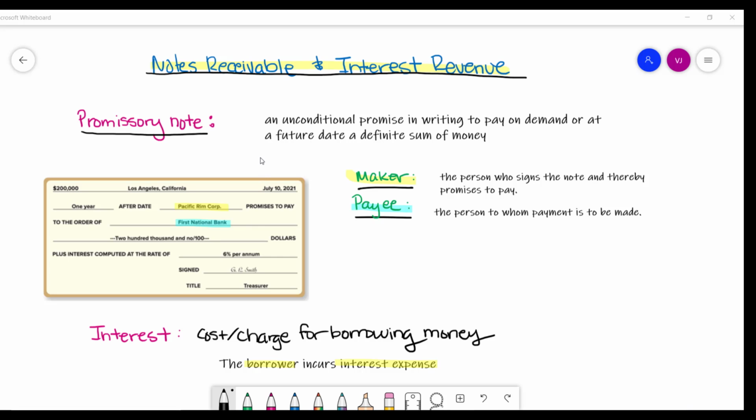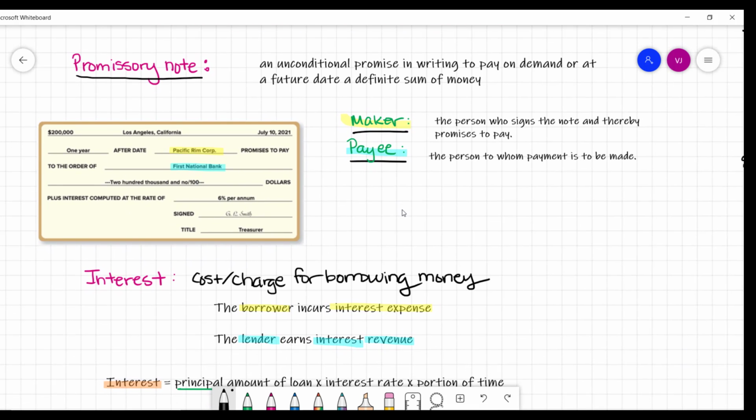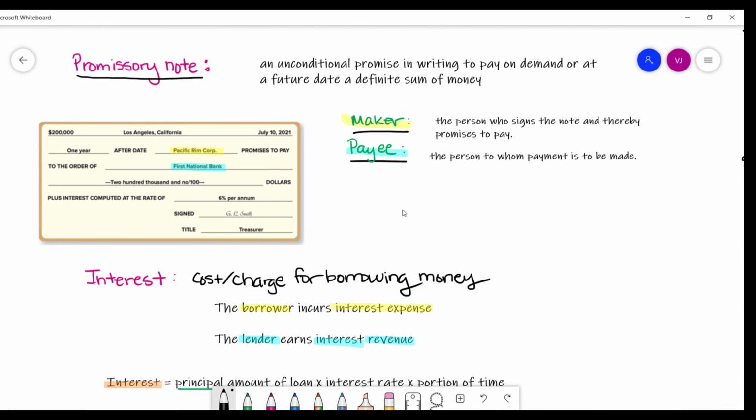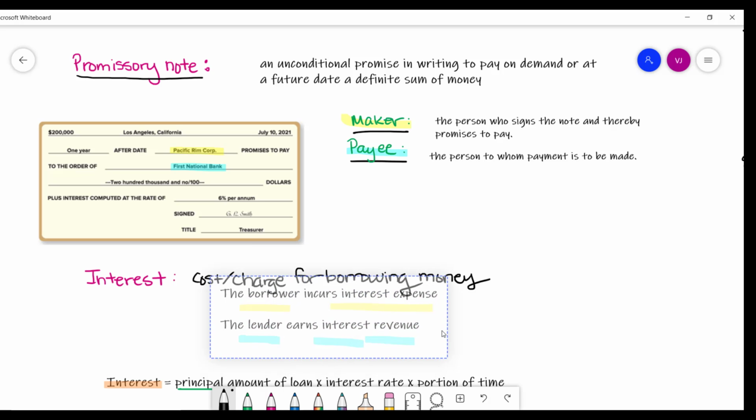Remember, one way notes receivable is different from accounts receivable is that it involves interest. Here the interest rate is 6%. So what is interest? Interest is the cost or the charge for borrowing money. We can't borrow money for free most of the time, right? Unless we're lucky. The borrower, in this case Pacific Rim, will incur interest expense while at the same time the lender, First National Bank, earns interest revenue. So interest expense to the one is interest revenue to the other.